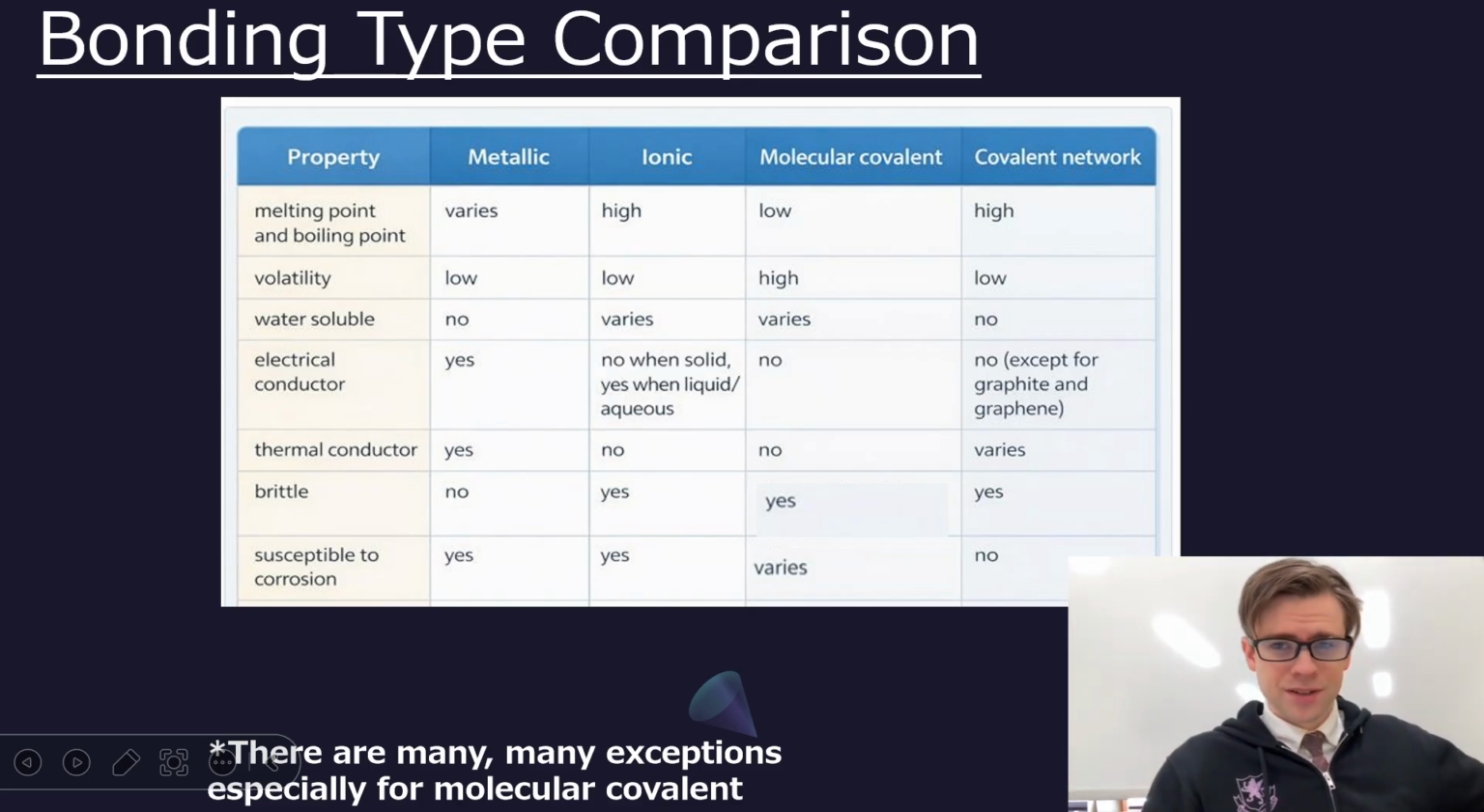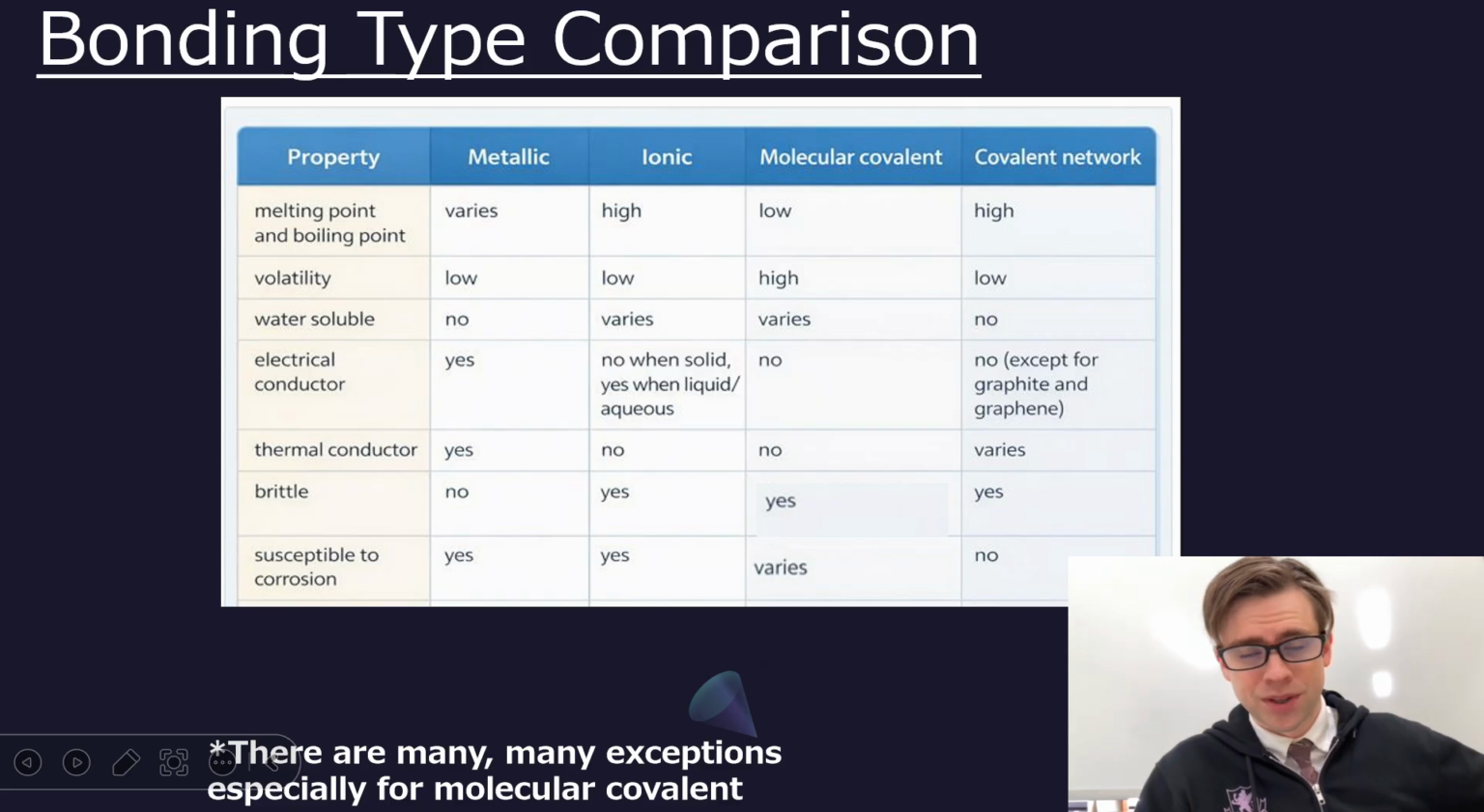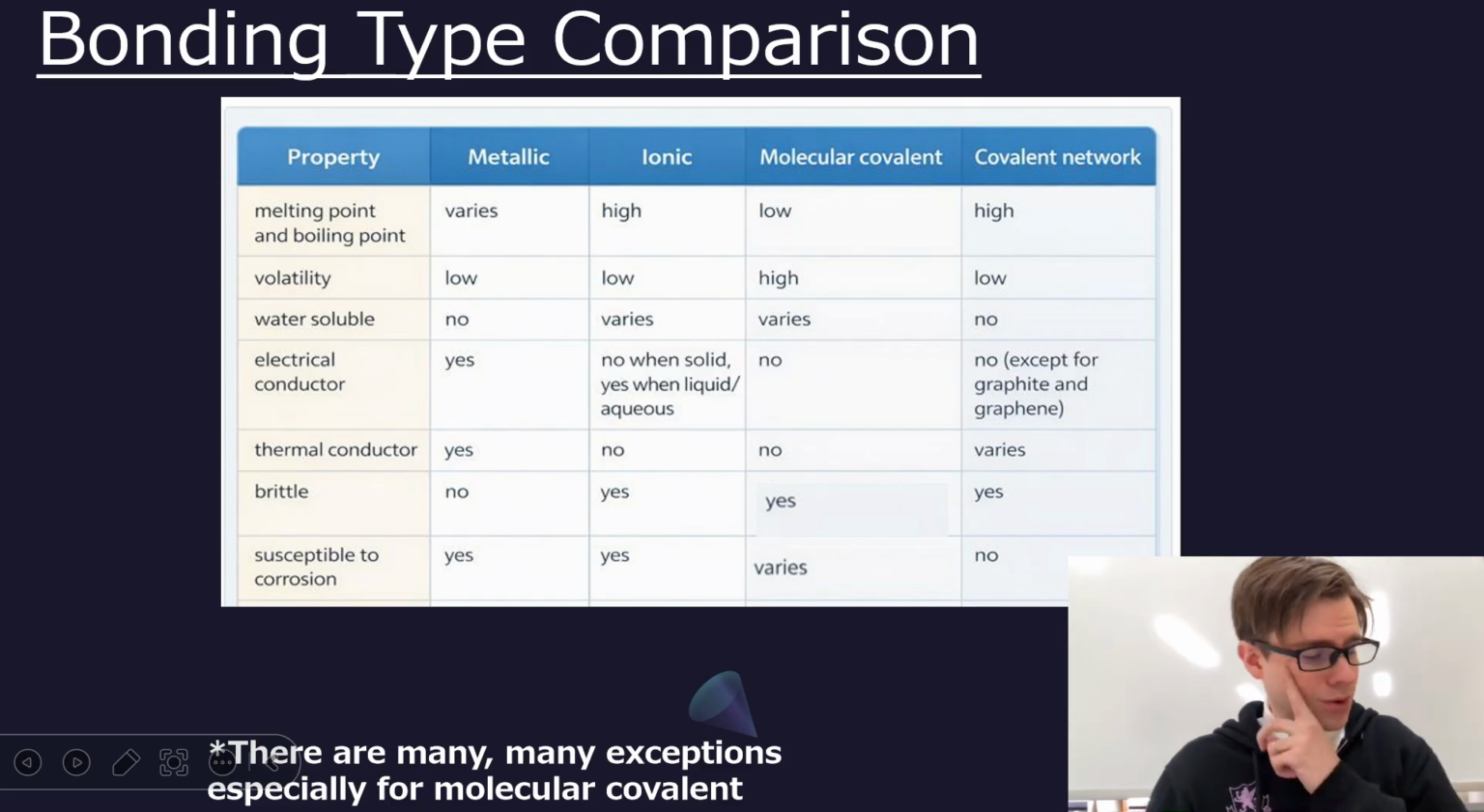Susceptible to corrosion varies. I don't think we have a good idea. There's a huge range of molecular covalent compounds, and I guess some can corrode or oxidize or react with acids or whatever, but some will be more resistant.